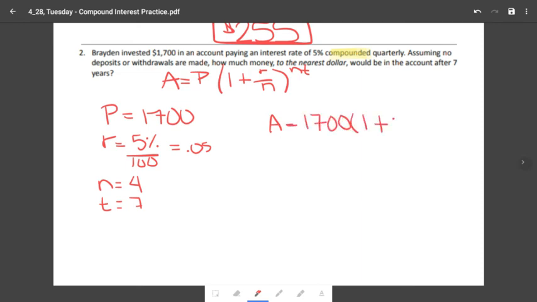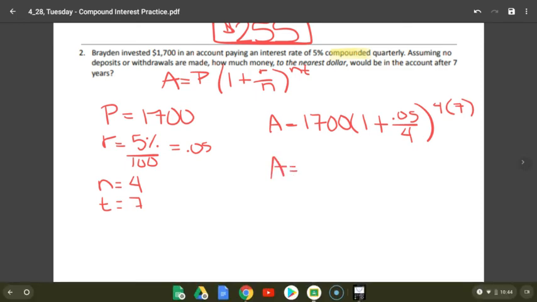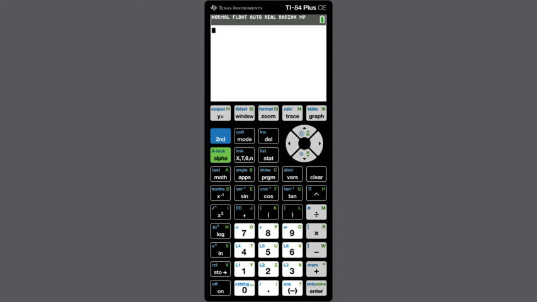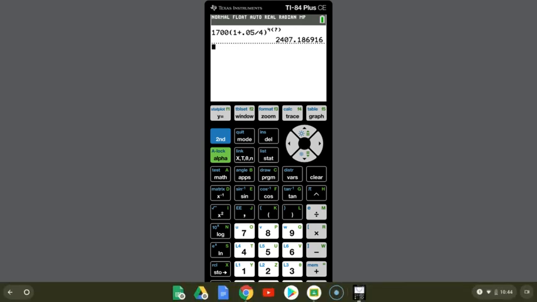So plugging in all of our information straight into the formula, we can type that right into the calculator. 1,700 times 1 plus 0.05 divided by 4 to the 4 times 7. And it says to the nearest dollar, so 0.1, the 1 tells the 7 to stay where it is, and we just cut off the decimal. So 2,407.